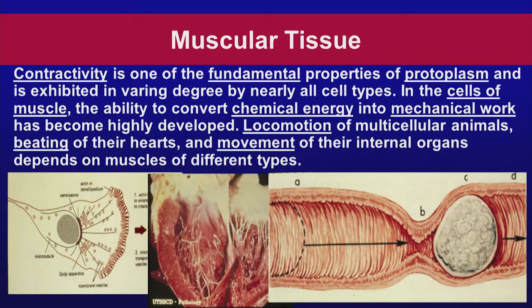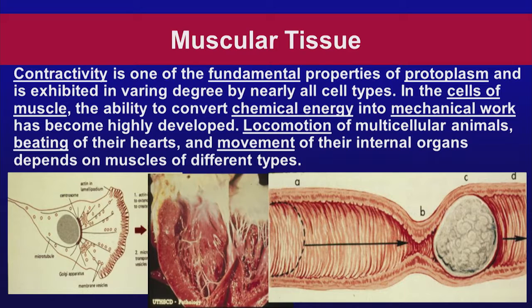And muscle contractility is a fundamental property of protoplasm. Remember, protoplasm is living substance. So if you've got living substance, you have contractility. It's just part of it. Certain cells of muscle are especially adapted to convert chemical energy into mechanical work because they have lots of actin and myosin, a high density of it, more so than other cells. And so locomotion of multicellular animals, and then also the beating of the heart or the movement of internal organs, all depends upon muscles of different types. And there's different types of muscle.